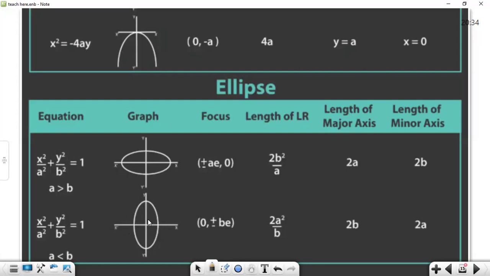So if b is larger, like this, the major axis is on the y-axis, so b will be larger. Okay, you can see this is the focus, and all this you just ignore. Just learn about the graph: if a, the number with x squared, is greater, the graph is going to be drawn like this, and if b is greater, the graph is going to be drawn like this. These two things only you have to learn for this chapter particularly. So is ellipse clear?